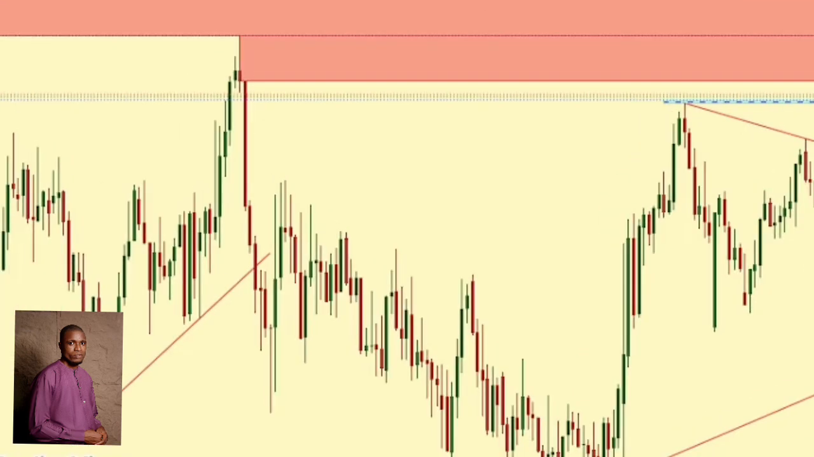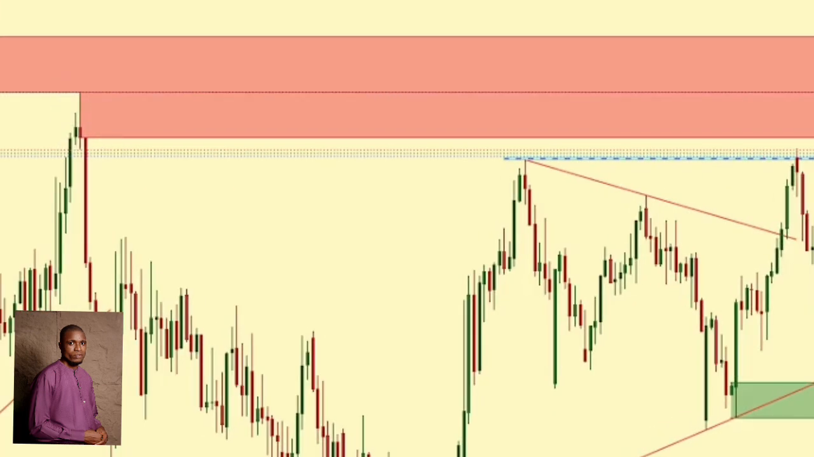Now look above. We have a supply zone at 0.46398 and 0.46508. This zone is interesting because, one, it removed an upward trend line, and two, it broke structure to the downside. That shows strength. But there is another problem.